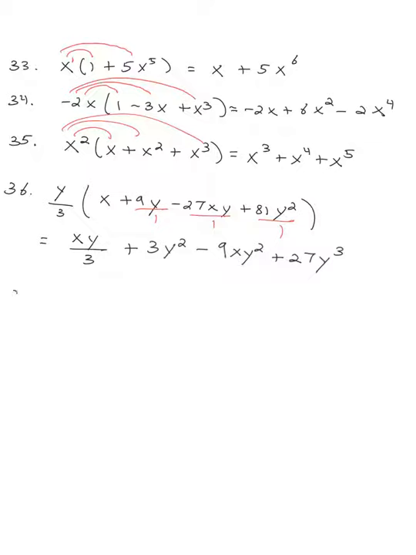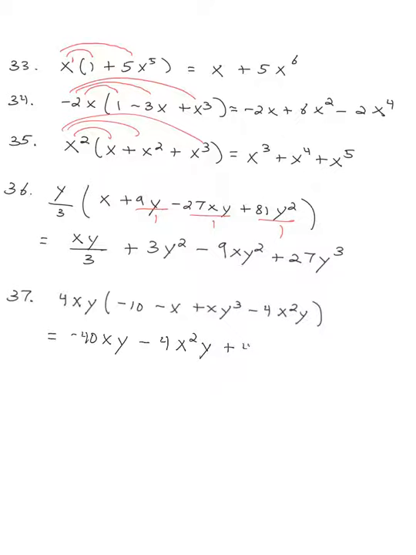All right, 37. We have 4xy times negative 10 minus x plus xy cubed minus 4x squared y. Multiplying this in, I'm not going to change the signs, but this will be a negative 4 times 10, that is negative 40xy. I then get negative 4, there's two x's, so I get an x squared, and there's just a single y.